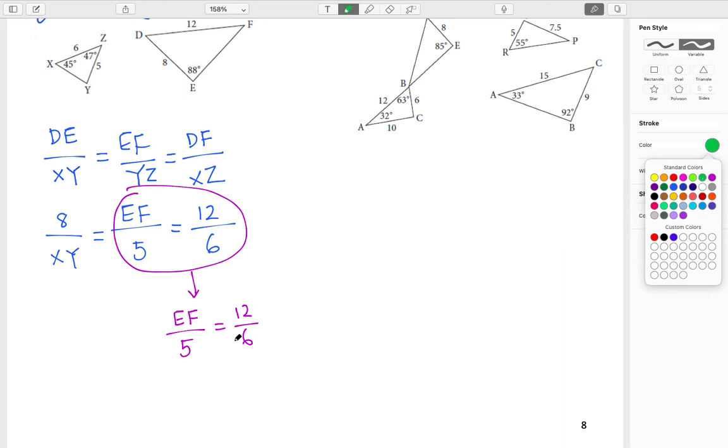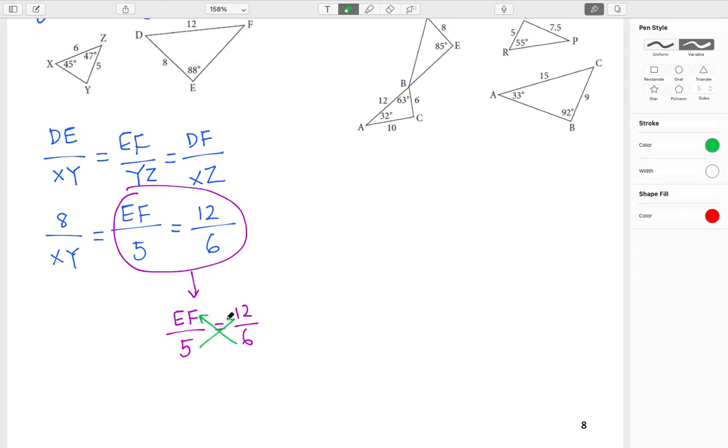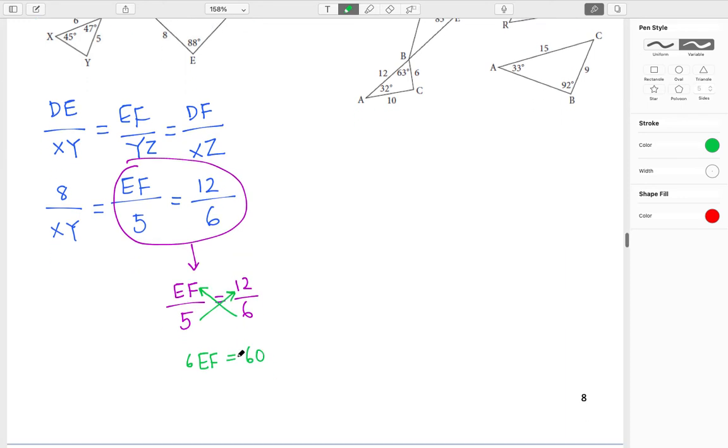Now let's crisscross, so cross multiply. That means it's going to be 6 times EF is equal to 5 times 12, which is 60. And then I'm going to divide both sides by 6 so that I cancel out. So the length EF is 10 units. Okay. So now that I know EF is 10, I can plug it back in here. So EF is now 10.